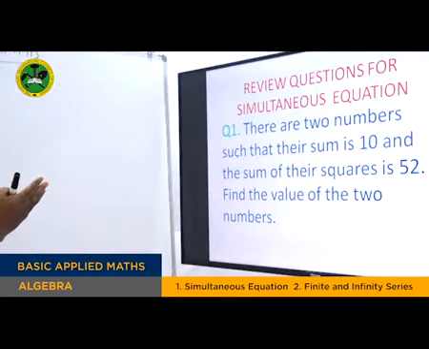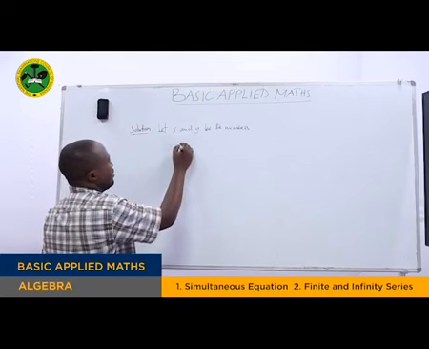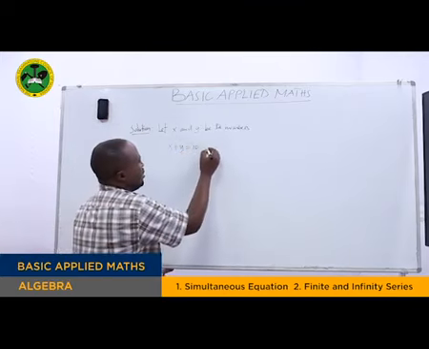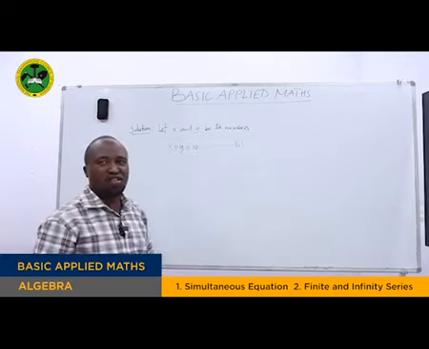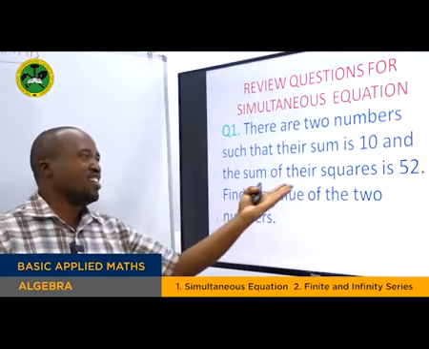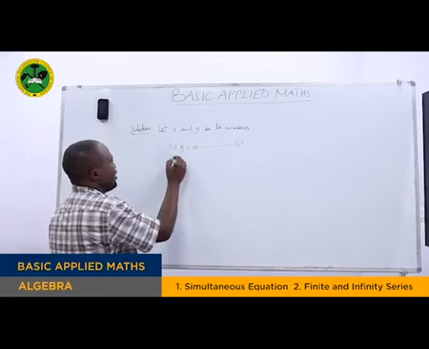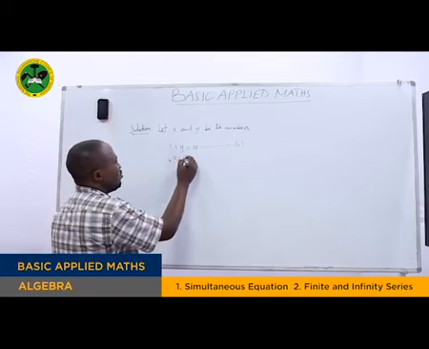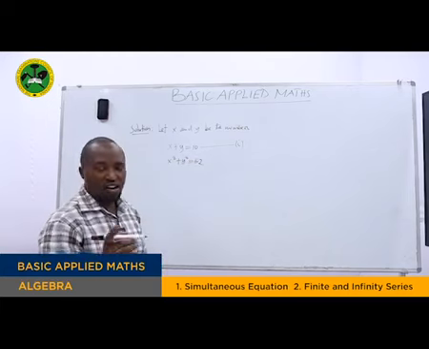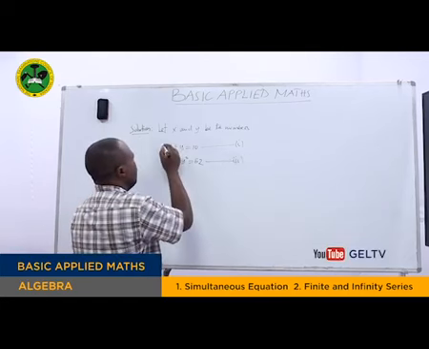There are two numbers such that their sum is 10. That is, x plus y is equal to 10. Call this equation 1. But again, the sum of their squares is 52. That is, x squared plus y squared is equal to 52. Now call this equation 2.